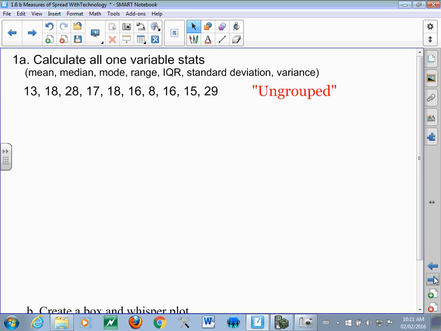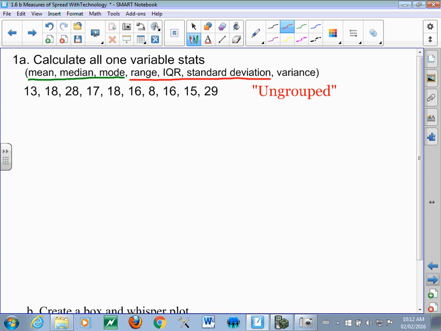I'm going to be flipping back and forth between a graphing calculator and this program, and I'll try to snapshot things in so you can see it. So 1A says to calculate all one variable stats. One variable stats: our three central tendencies are our mean, mode, and median, and then our measures of spread are our range, IQR, standard deviation, and variance, which is attached to that. All right, so ladies and gentlemen, look at the list of data points here.